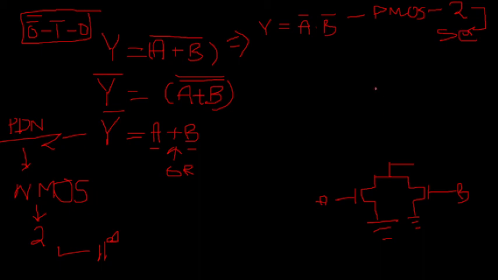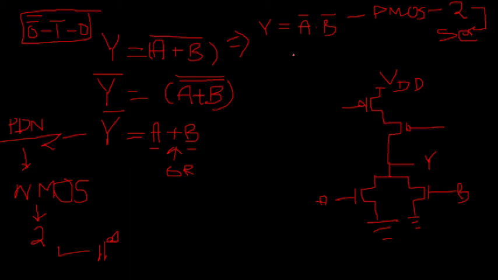So let us first make two PMOS transistors connected in series. So these are your two PMOS transistors connected in series. Okay, and pull-up network is always connected to VDD, and the output will be Y in between the pull-up network and the pull-down network. Now let us come to the inputs.